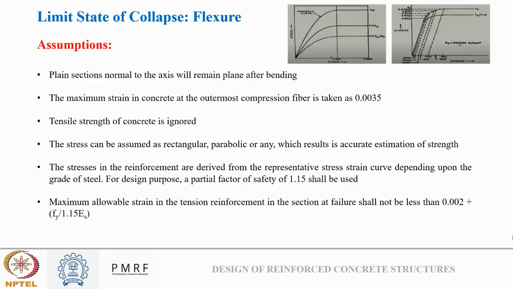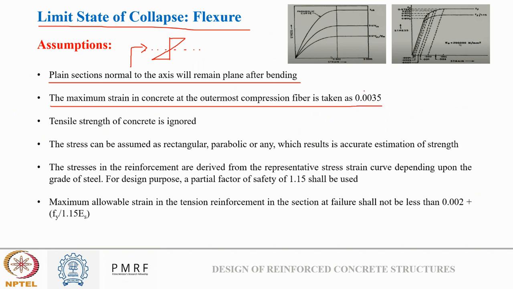So, moving ahead, we will talk about limit state of collapse in flexure. We saw several assumptions of limit state of collapse. What are those? First is plane section normal to the axis will remain plane after bending. Why is this assumption taken? So that the strain is directly proportional to the distance from neutral axis. The final conclusion of this assumption is this. Okay. The maximum strain in concrete at the outermost compression fiber is taken as 0.0035.